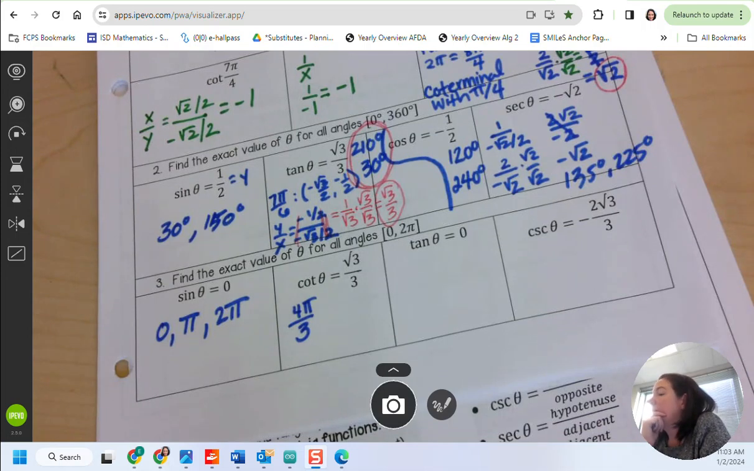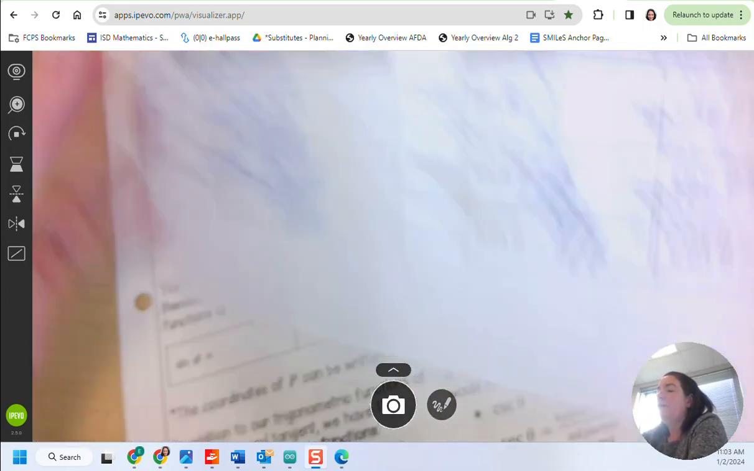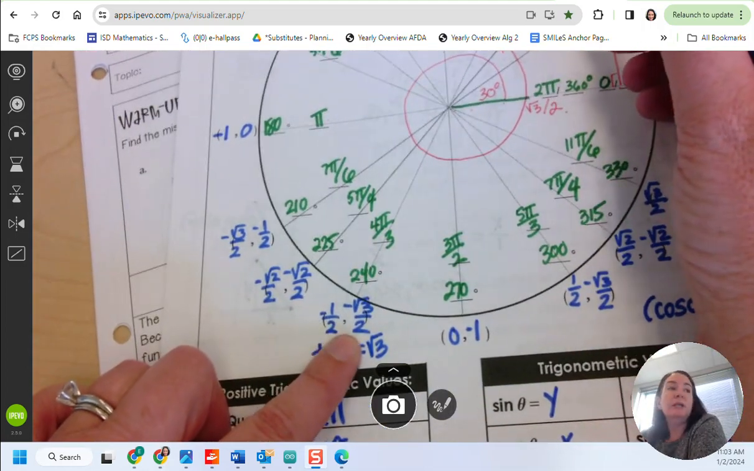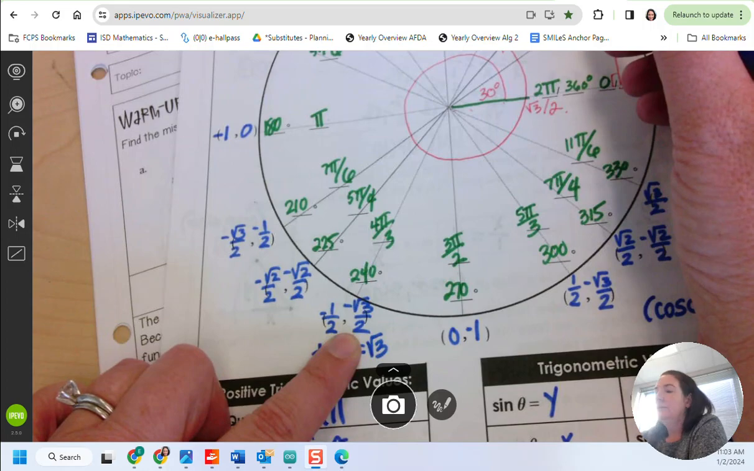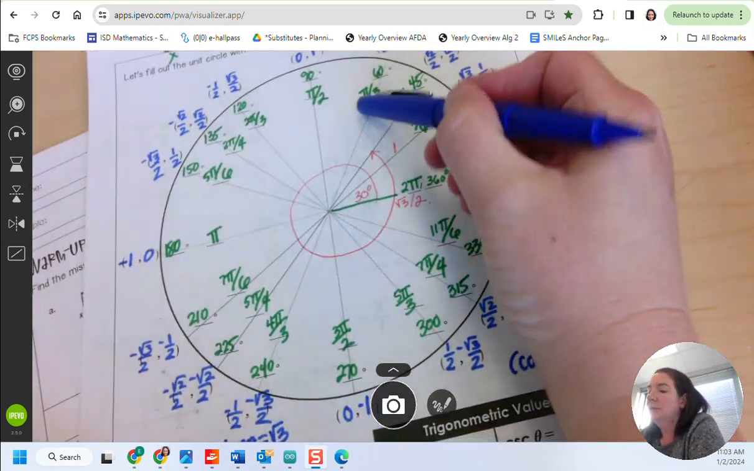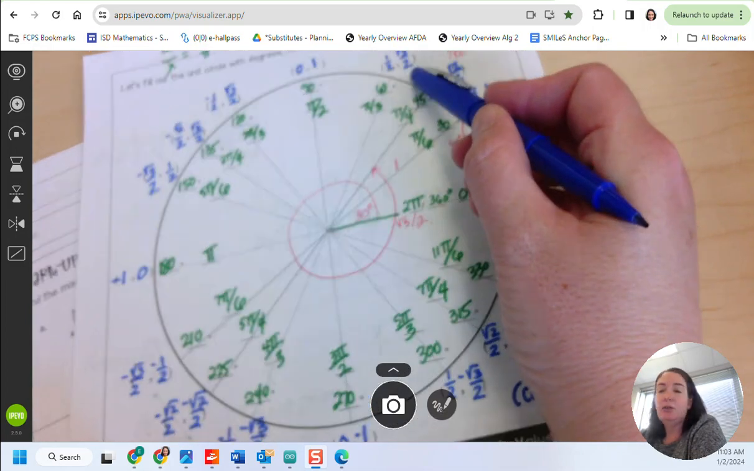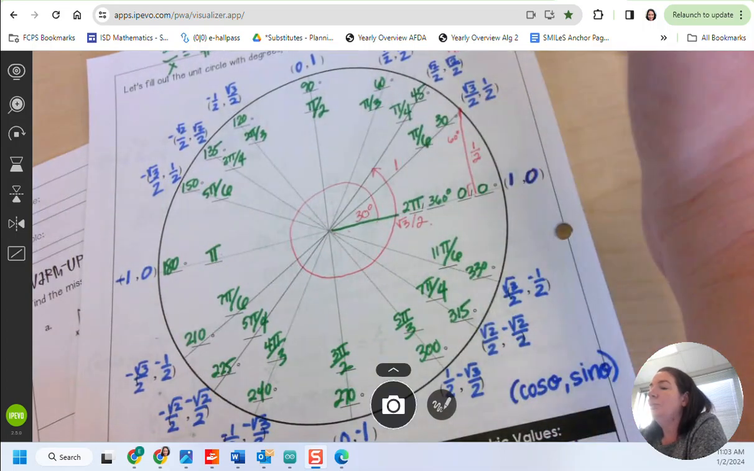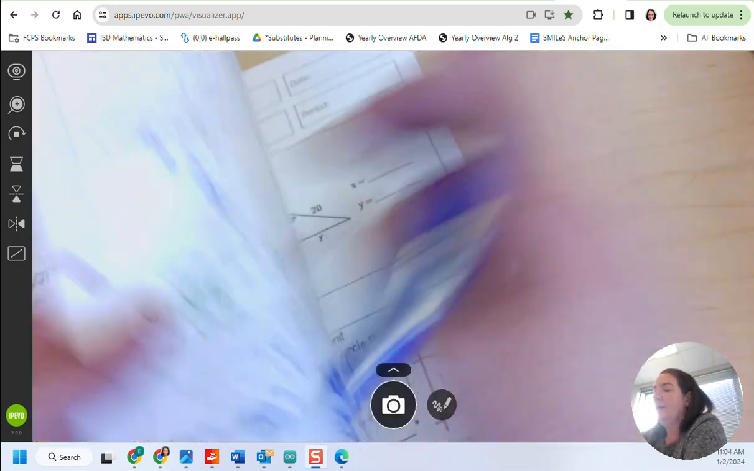The other answer is going to have to be in the first quadrant, right? Did anybody find the first quadrant answer? Pi over 3. It is pi over 3. So notice 4 pi over 3 and pi over 3. They have the same numbers, just one is positive and one is negative. And so this is the other one that has a cotangent of root 3 over 3, pi over 3.